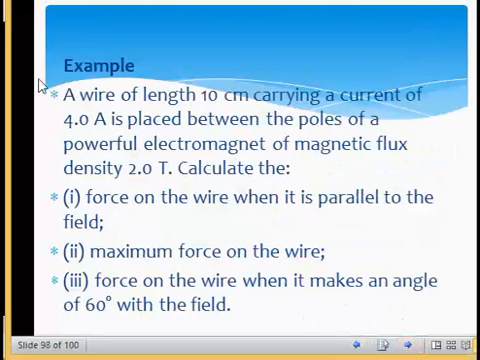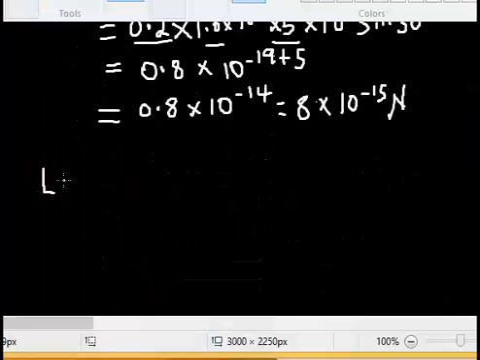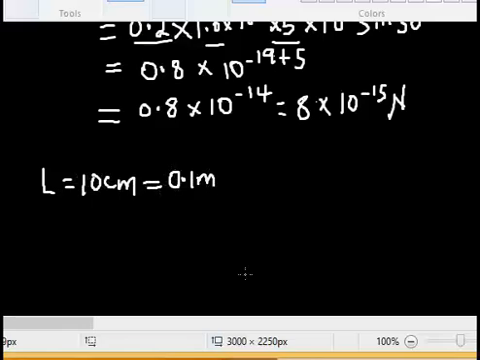All right, so let's look at one more example. This one goes like this: a wire of length 10 cm carrying a current of 4.0 ampere is placed in a pole of a powerful electromagnet of magnetic flux density. Okay, so let's write the parameters. The length of the wire is 10 cm, so I have to convert it to meter. Converting 10 cm to meter gives me 0.1 meter, right?